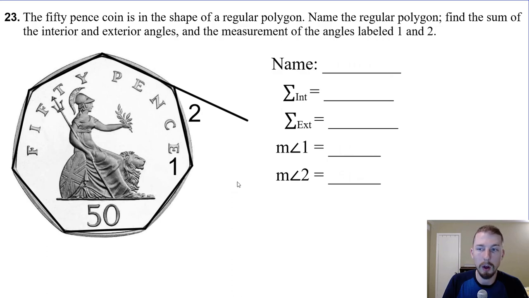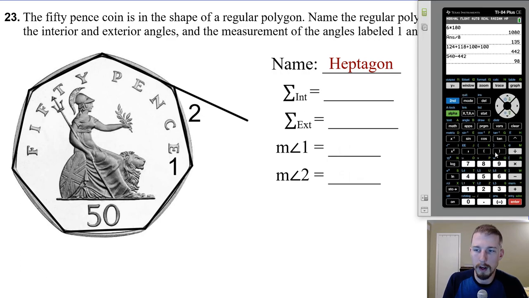Name the regular polygon, then find the sum of the interior and exterior angles, and then the measurement of the angles labeled 1 and 2. So 1 is going to be one of the interior angles, and 2 is going to be one of the exterior angles. And we can actually find those angles because this is, in fact, a regular polygon. So first thing we'll do is name it. I guess I'm going to start at the top. So we got 1, 2, 3, 4, 5, 6, 7 sides, which would make it a heptagon or a septagon, whichever one you want to call it. It's just fine.